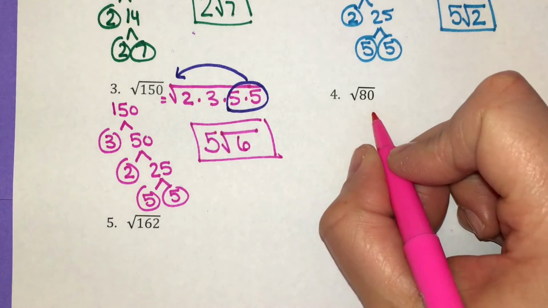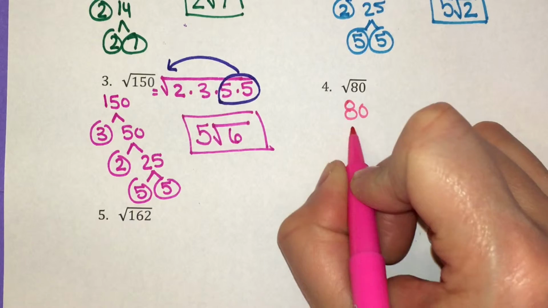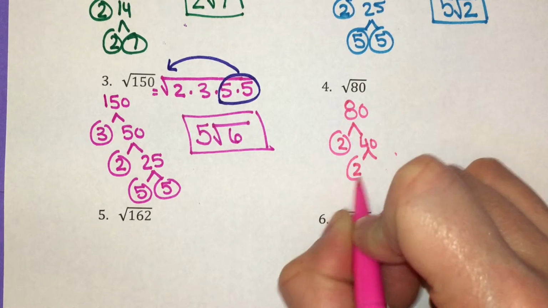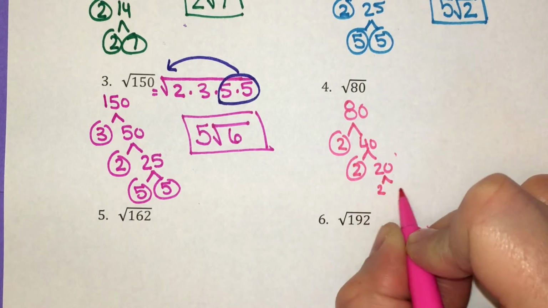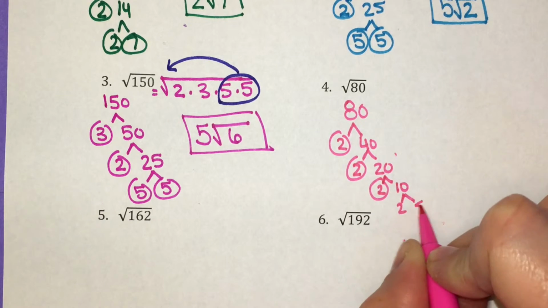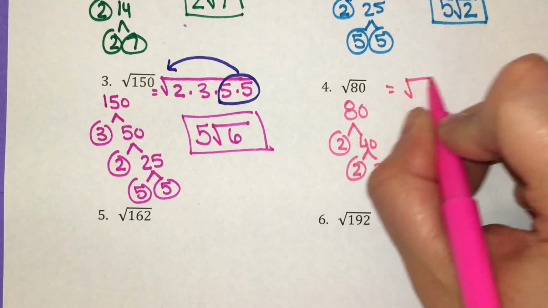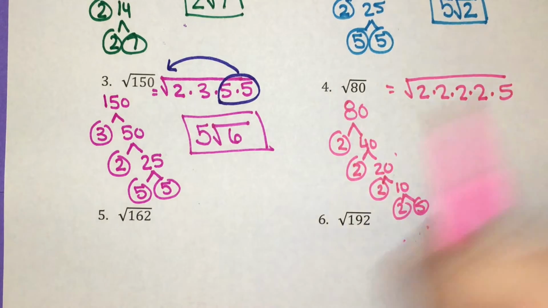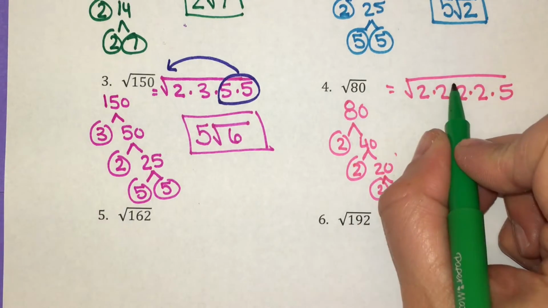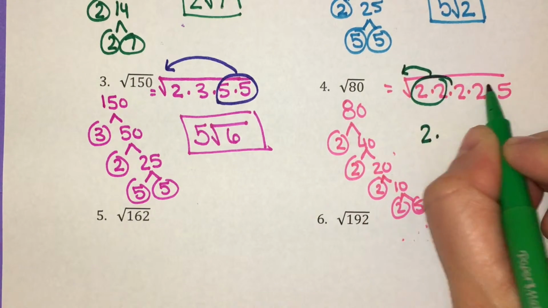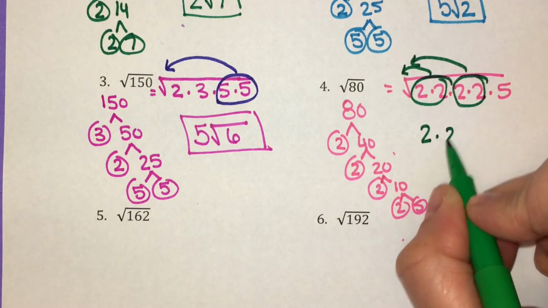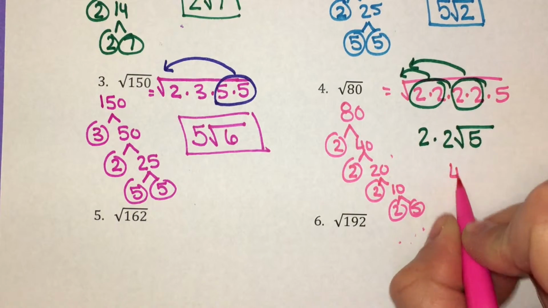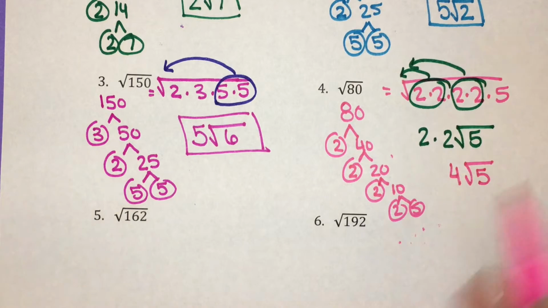All right, 80 breaks down to 2 times 40. 40 is 2 times 20. 20 is 2 times 10, and 10 is 2 times 5. So I have the square root of 2 times 2 times 2 times 2 times 5. A pair of 2's that can come out times another pair of 2's that can come out. Square root of 5 is all I have left underneath. 2 times 2 is 4, so this is 4 times the square root of 5.